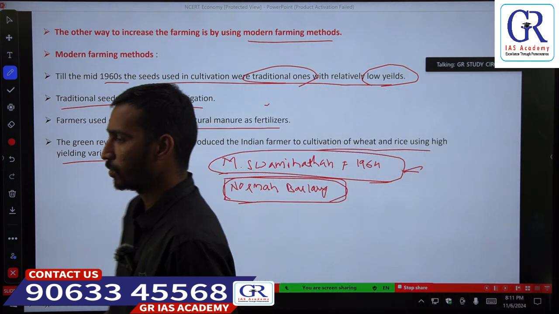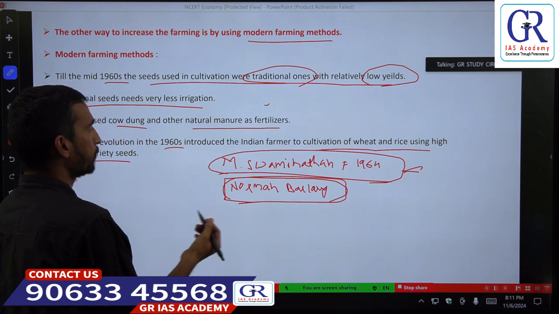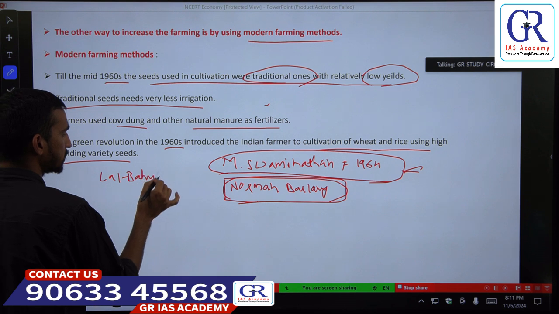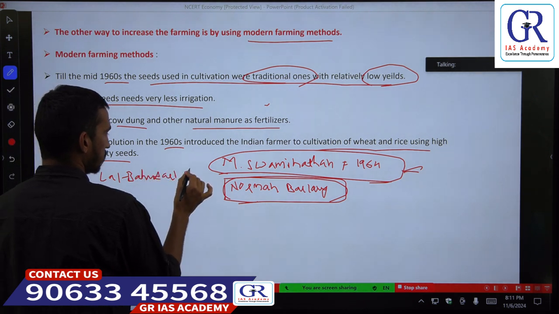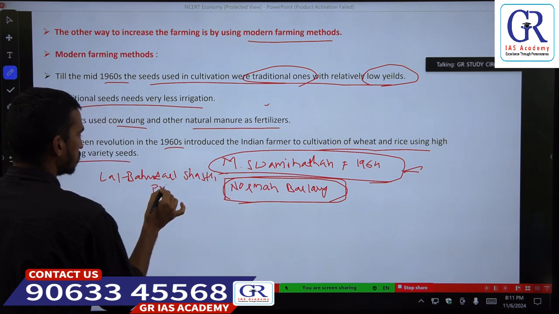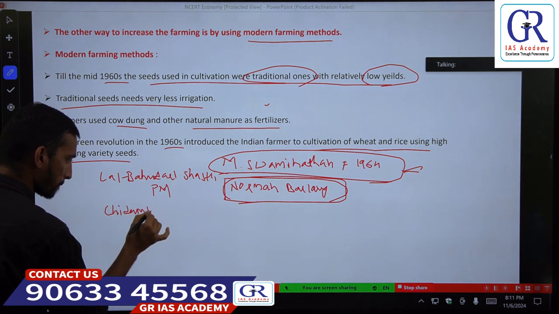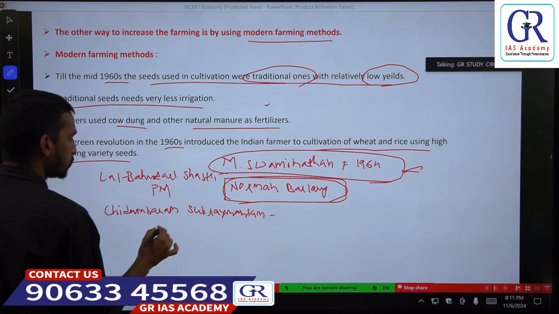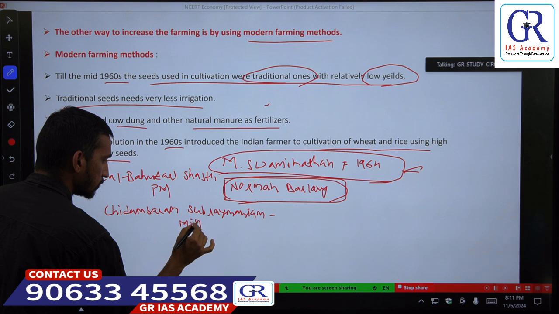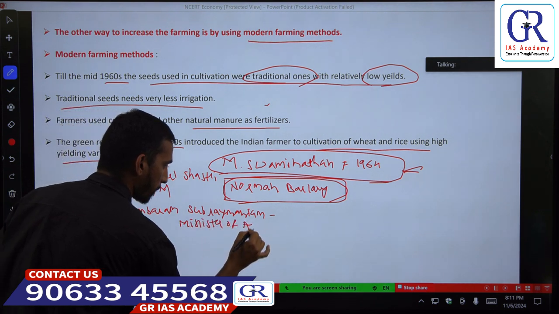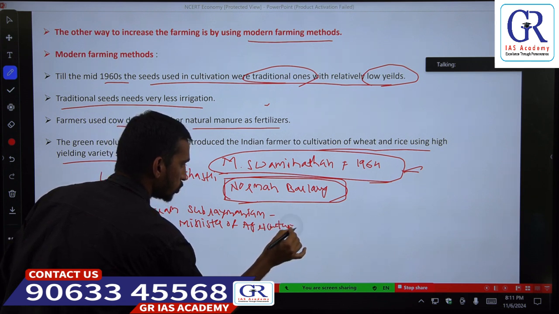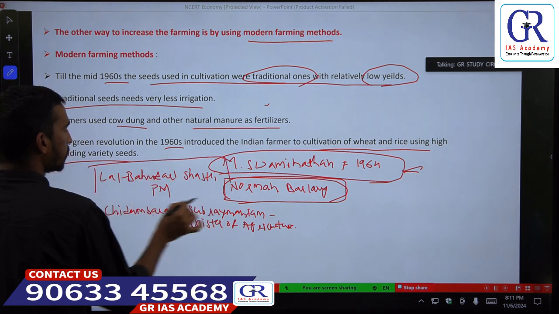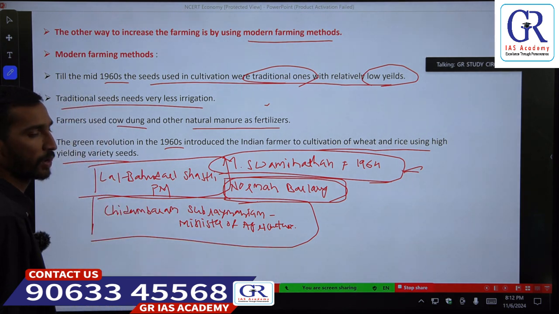During that period, the modern techniques of the green revolution were adopted by the government. If you look at the government, Lal Bahadur Shastri was the Prime Minister and Chidambaram Subramaniam was the Minister of Agriculture. The Congress was ruling the government at that time, and under Congress leadership, Lal Bahadur Shastri was Prime Minister and Chidambaram Subramaniam was Minister of Agriculture.